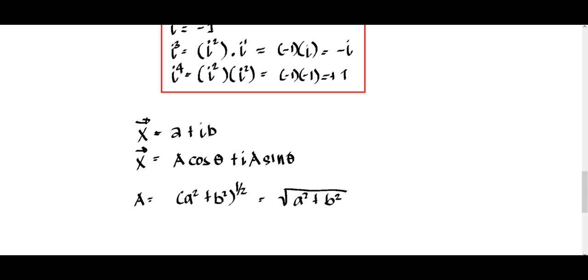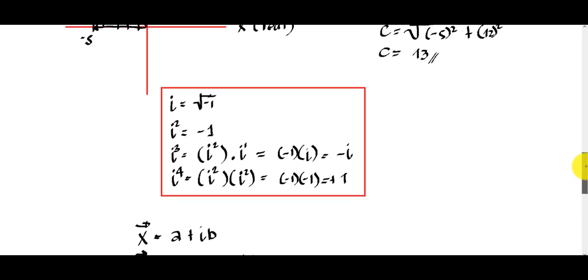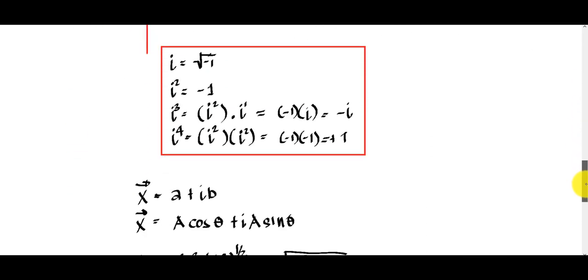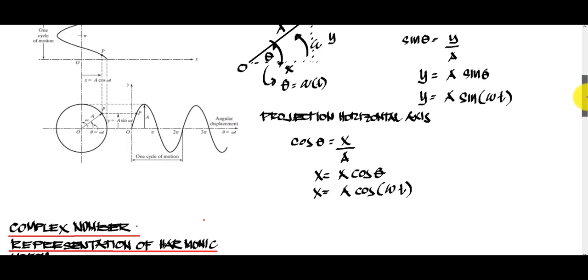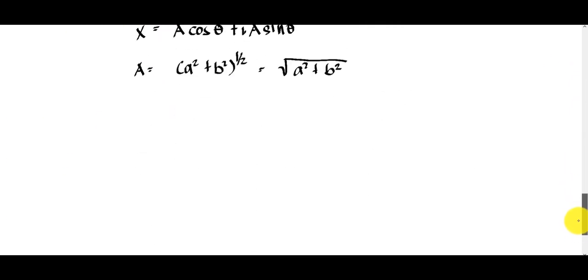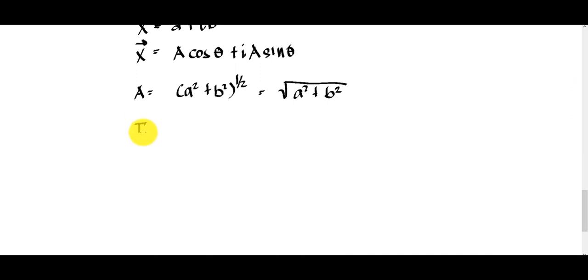Now for the angle, going back, we have your adjacent and opposite, so using your SOHCAHTOA, we have your opposite value and the adjacent value, so we'll be using the tangent. So for the theta, we have your tangent of theta. So this is TOA, no?